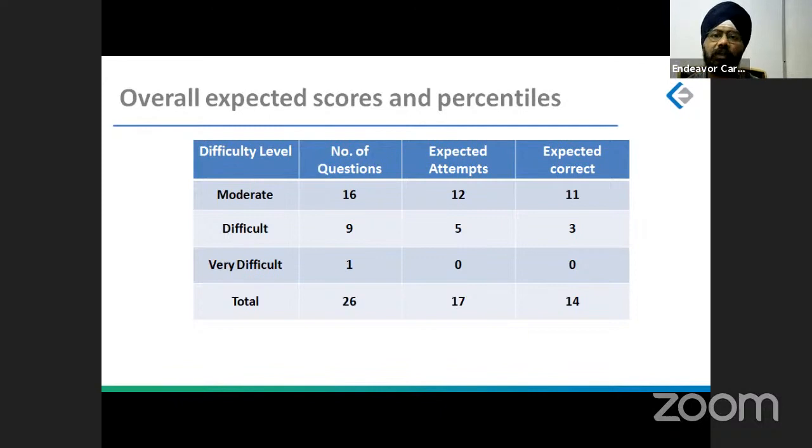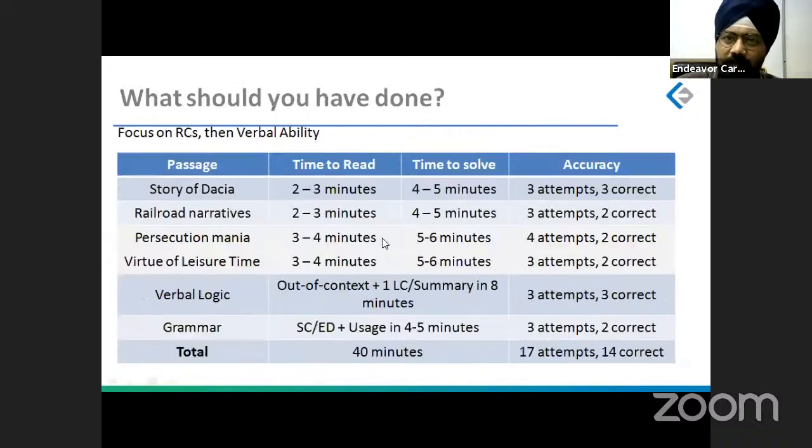And expected number of attempts, what I would have done, 12 attempts out of 16 in moderate, that is 75% of the attempts, and I should have gotten 11 correct. And for those 12 questions, I could have given somewhere around 24 to 26 minutes for those moderate questions, which is fair. 2 minutes per question for a moderate question, 2.5 minutes. And then for the remaining difficult questions, I would have given 3 minutes per question. So 24 minutes for my moderate questions and 15 minutes for my difficult questions. Voila, we have 40 minutes.